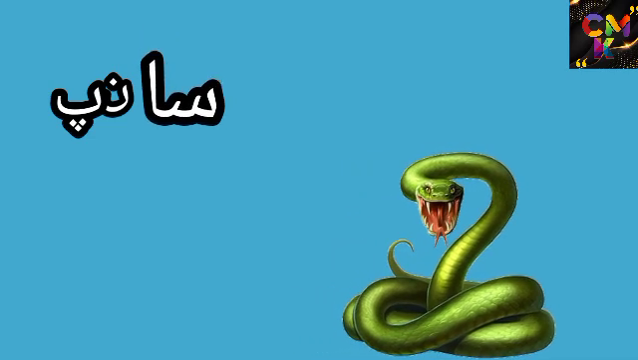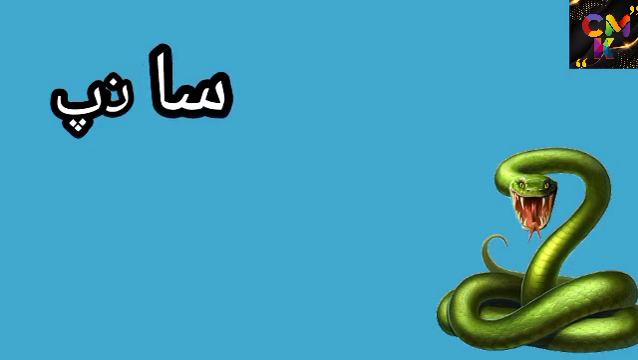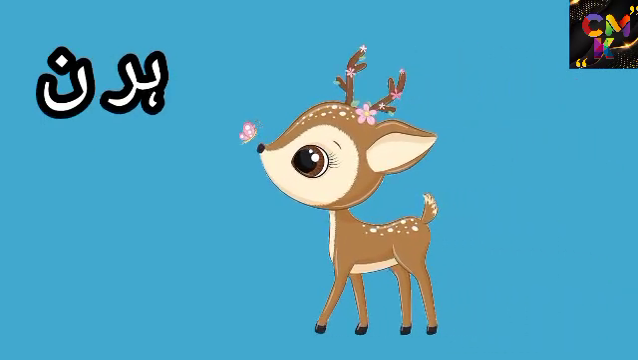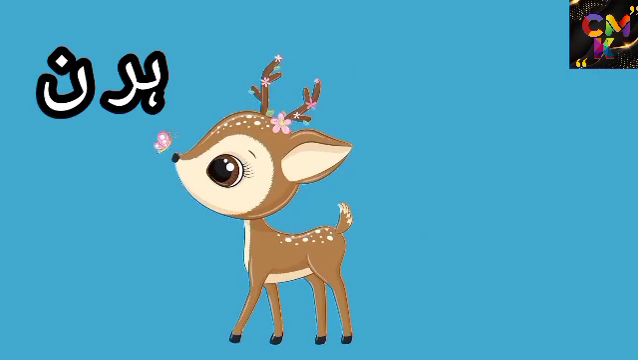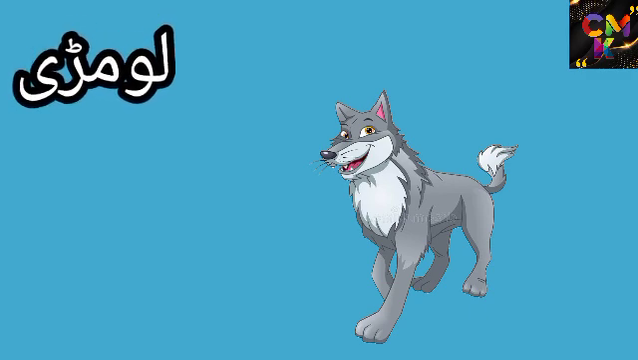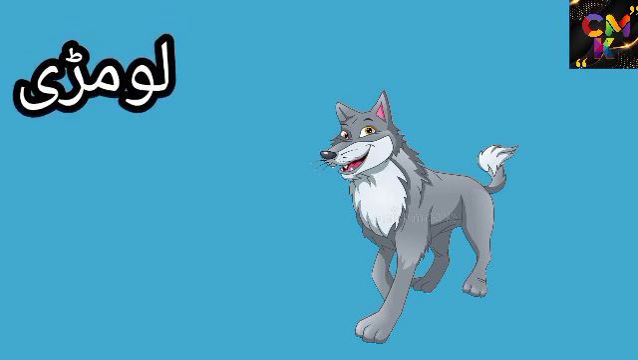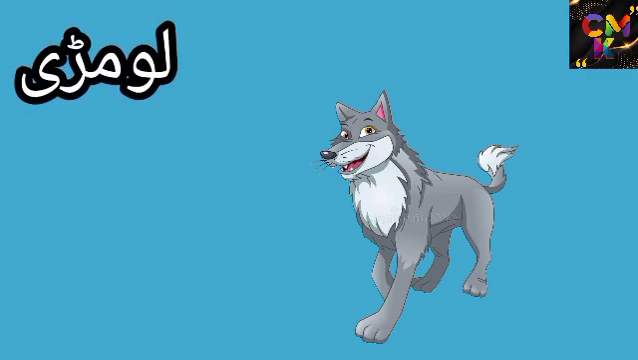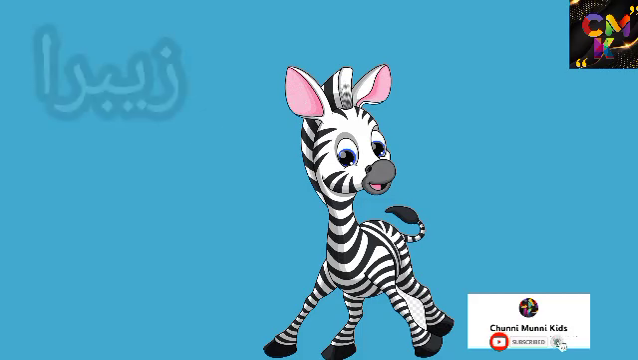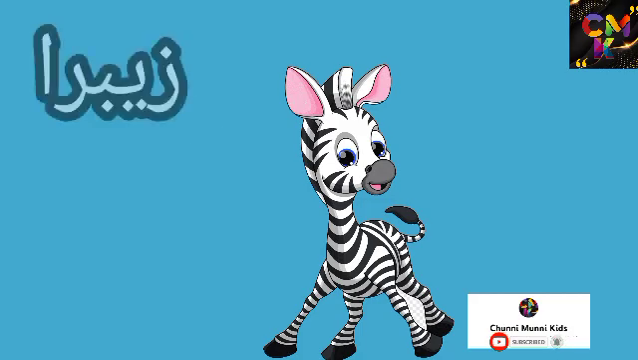Saap means snake. Hiran means deer. Lomdi means bull. Zebra means zebra.